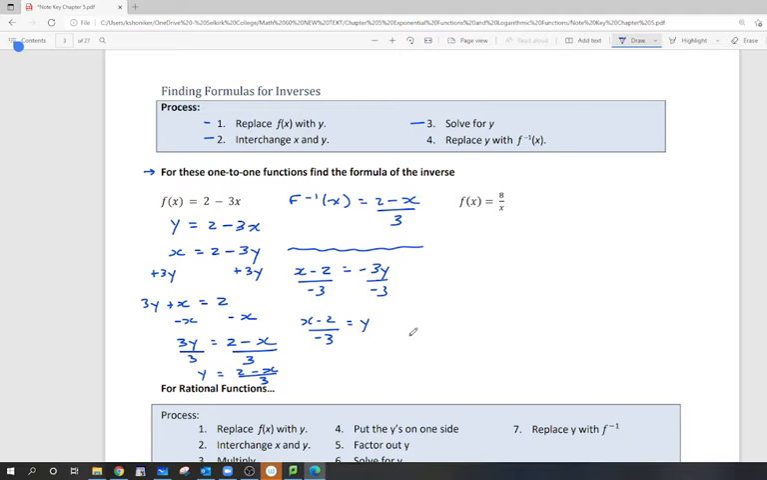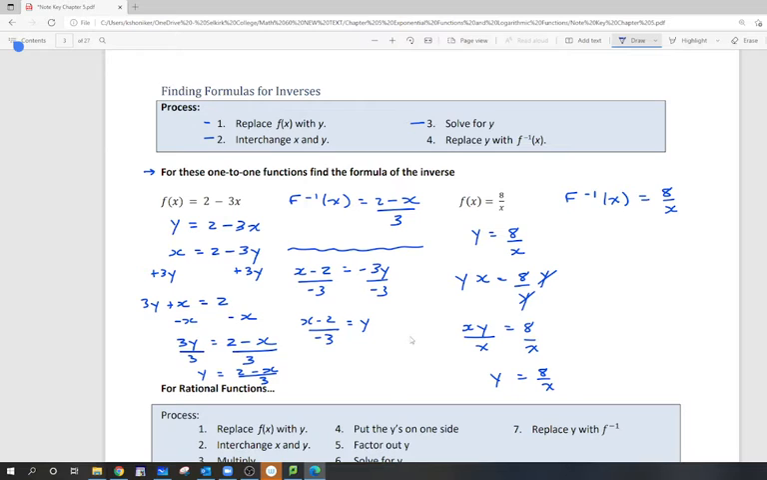So hopefully you paused. My first job is to set y equals 8 over x. Then I'm going to switch my x and my y values. And then I'm going to solve for y. So I'm going to multiply both sides by y, because then my denominator goes away. I'm left with xy equals 8. And then to solve for y, I'm going to divide by x. We get y equals 8 over x, and then I'm going to replace it. So f inverse of x equals 8 over x.